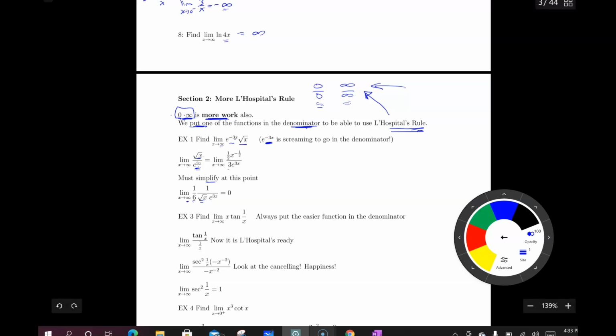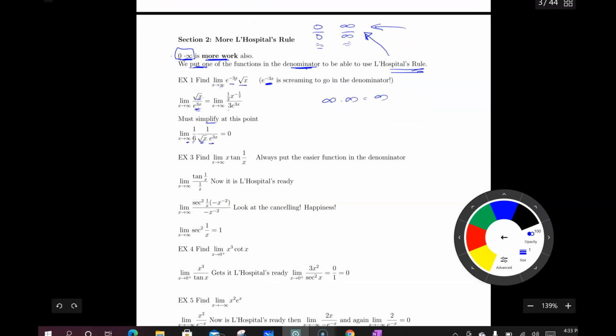Now plug in x going to infinity. I have infinity, and infinity in the denominator. Infinity times infinity is infinity, and so I get 1 over infinity, that's 0. All right, now for the next problem, here x is going to infinity, so this gives me infinity. 1 over infinity gives me 0. Tangent of 0 is 0. So I have infinity times 0.